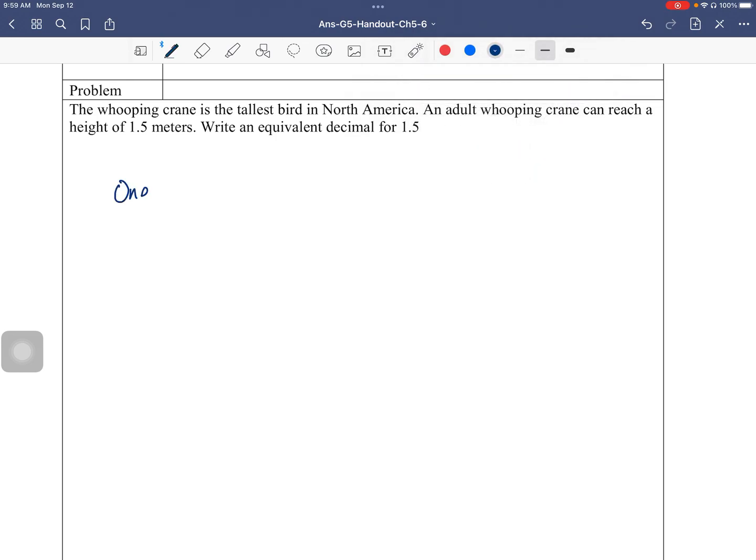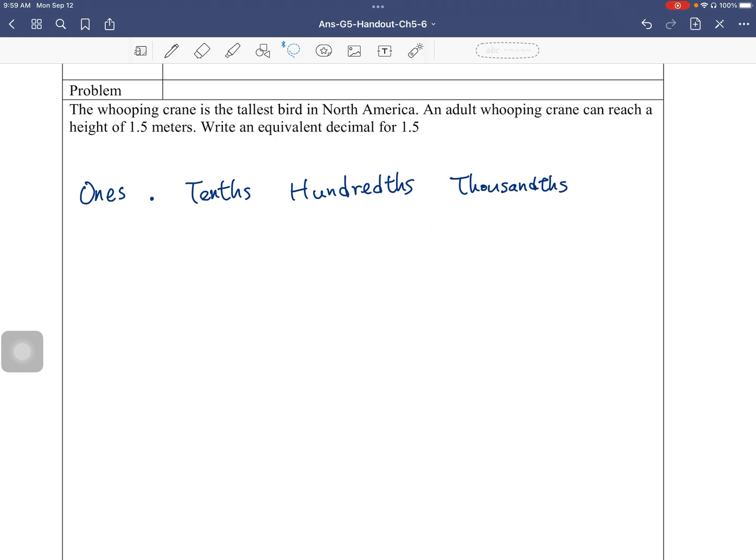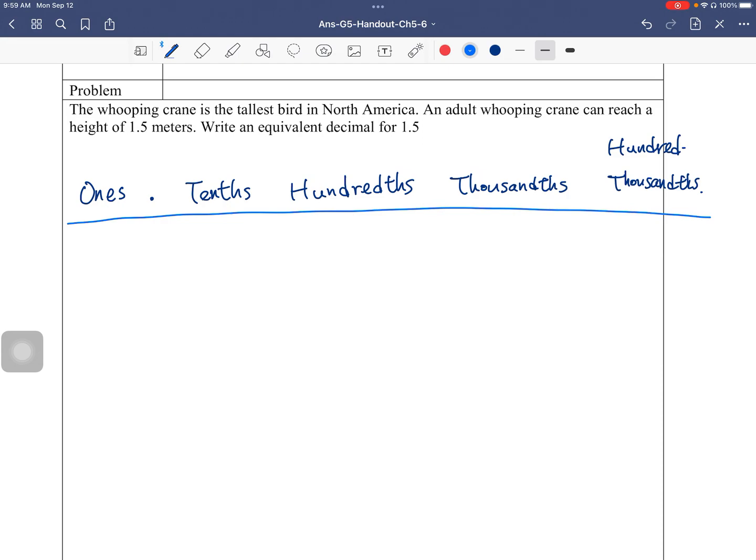So in a place value chart, I start by 1 and then decimal point, and then tenths, hundredths, thousandths, and ten-thousandths and hundred-thousandths. Okay, so here is my place value chart.